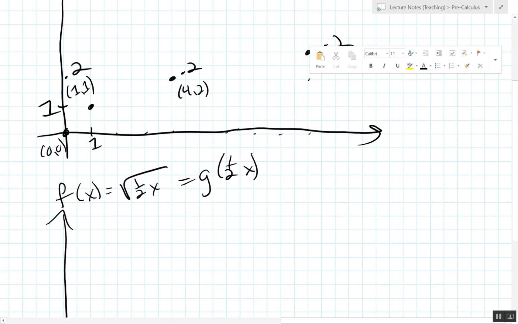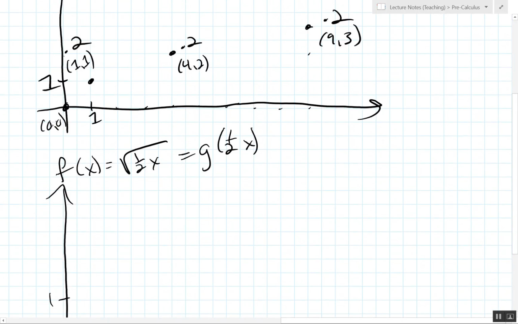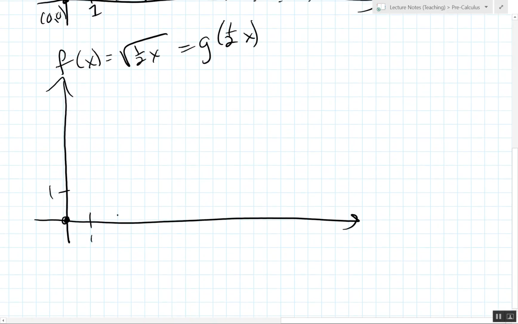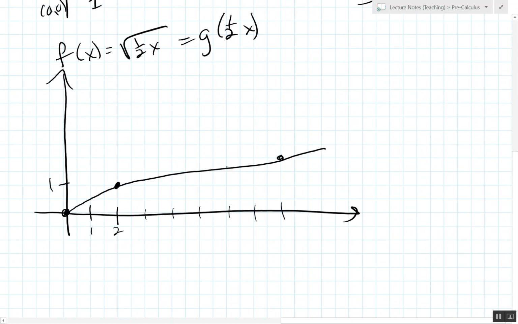So we're not going to graph this point, but we'll graph the other ones. So 0, 0 just becomes 0, 0. So 1, 1 will become 2, 1. And then 4, 2 will become 8, 2. So that's 2, 3, 4, 5, 6, 7, 8. And 2 here. And notice that we are getting a badly drawn graph. So let's try again. And so notice that we are getting a horizontal stretch here.